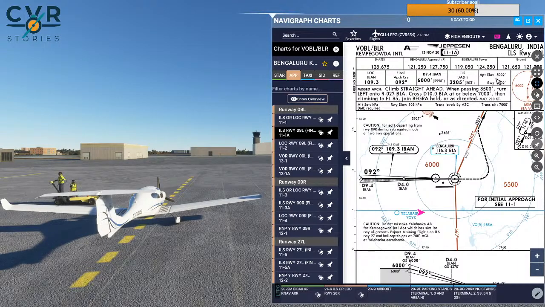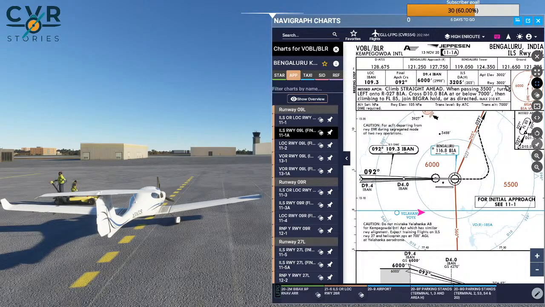Next up, airport elevation 3002 feet, runway elevation 3002 feet. The airport elevation is a mean elevation. There is a reference point for the airport that is decided by the operator of the airport. And from that reference point, whatever the altitude is, that is what is mentioned over here.